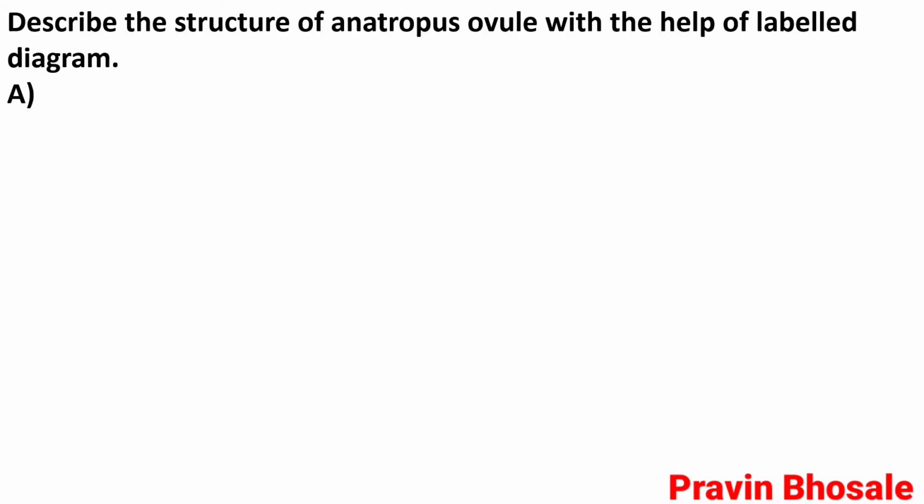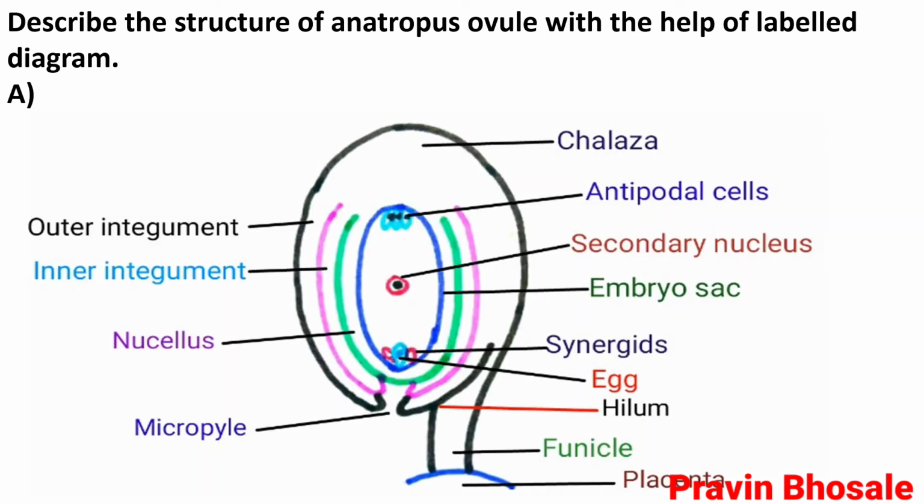4 marks question. Describe the structure of anatropous ovule with the help of a labeled diagram. So let's see this with the help of a diagram. Let's start from the center. This is the embryo sac, also called the female gametophyte. It is a 7-celled structure and 8 nucleated. At the micropylar end, there are 2 synergids and an egg cell. Synergids and egg cell together are called the egg apparatus. At the chalazal end are present 3 antipodal cells, and this is the secondary nucleus.